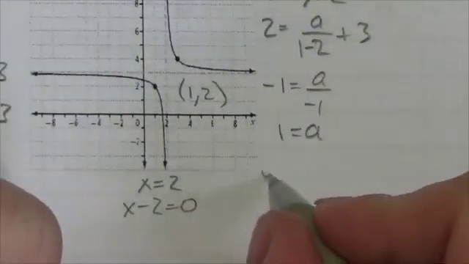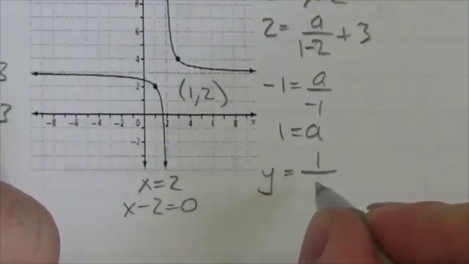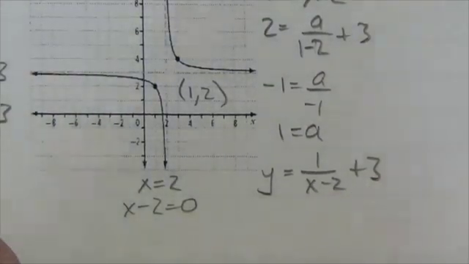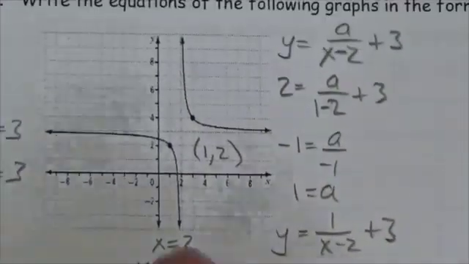So what that means is my equation really should have been 1 over x minus 2 plus 3. That's the equation that we're looking for, this rational function.